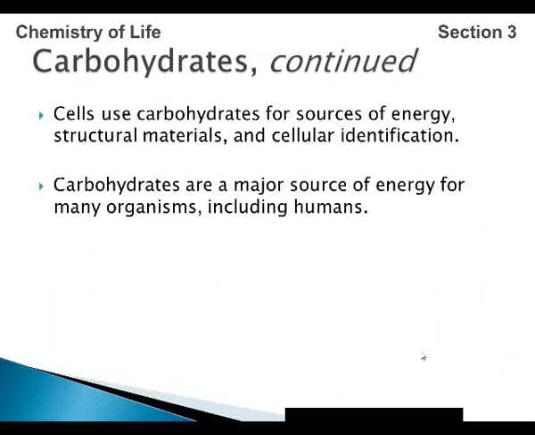Cells use carbohydrates for sources of energy, structural materials, and cellular identification. Carbohydrates are a major energy source for us inside of our cells. And not only us, but all organisms use carbohydrates for those different things, for sources of energy, for structural materials, and for cellular identification. So carbohydrates are used to identify the type of cell that is made.